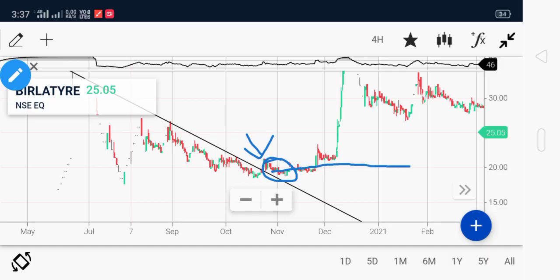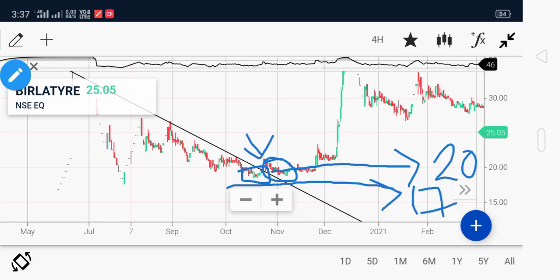What is our buying price? 20 rupees, right? Where do we keep our stop loss? We just place it just below the point from where breakout happened. So breakout happened at this place. We place our stop loss just below it. Our stop loss is at 17 rupees. How big is our stop loss? 3 rupees. Let's write it down here. This is our stop loss, 3 rupees big, right?